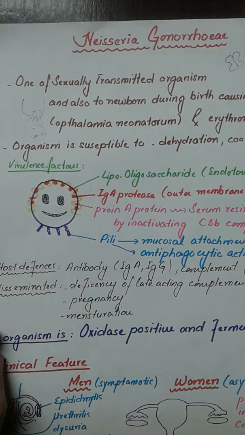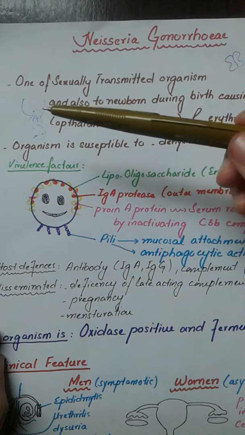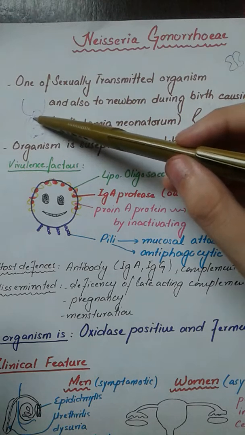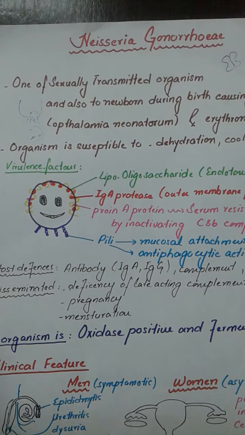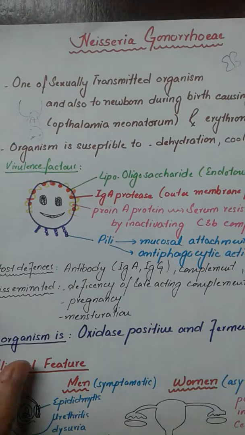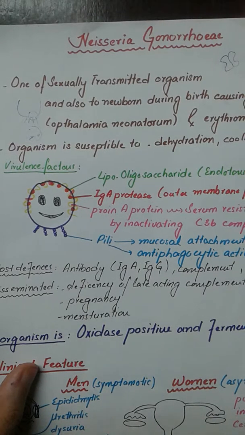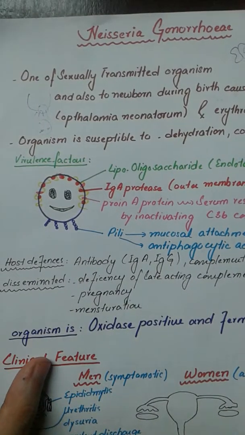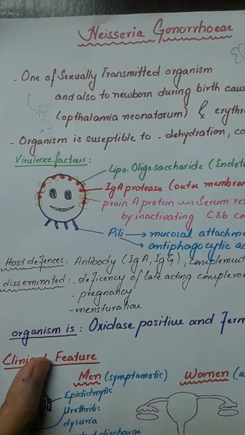Now, another thing is that this organism, which is present in the mother's vagina, is a sexually transmitted organism, so its specific location is supposed to be here, and it can also affect males, which causes urethritis. But important about this organism is that it is susceptible to dehydration as well as cooling agents. So if you keep your mucosal layer dry but not too dry, and you use proper antiseptic measures when you're cleaning yourself, you will not get this.